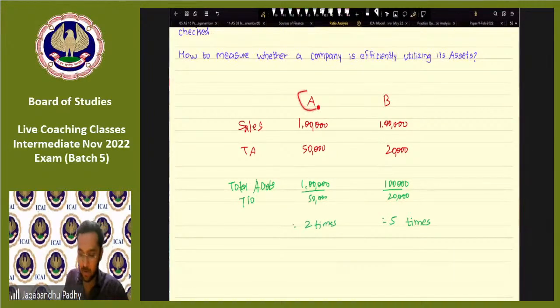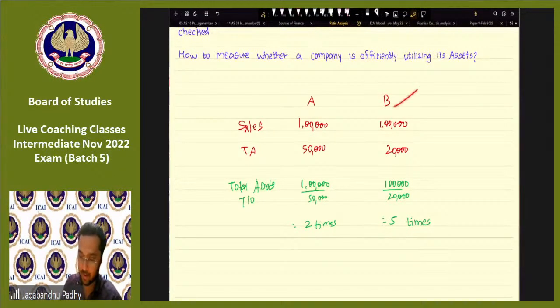So company A is able to have a sale of 1 lakh with the asset of 50,000. Company B is able to have a sale of 1 lakh with the asset of 20,000. So in that situation, we say that total assets turnover ratio will be 2 times and 5 times. Company A is having twice its total assets as sales. Company B is having 5 times its total assets as sales.